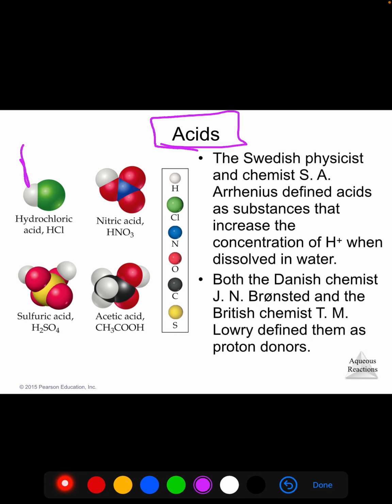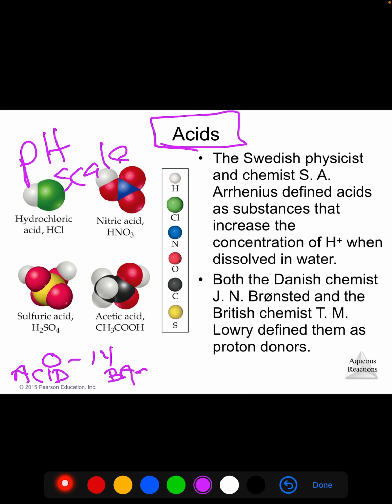Things that we measure on the pH scale, which you learned incorrectly is between 0 and 14, and the lower the pH, the more acidic it is, and the higher the pH, the more basic it is. Another way to say that is the less acidic it is.